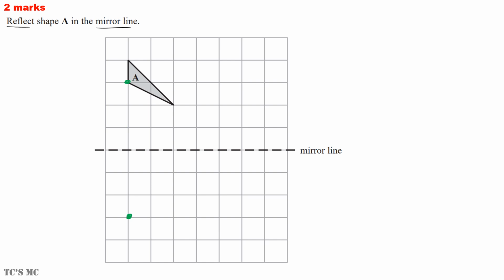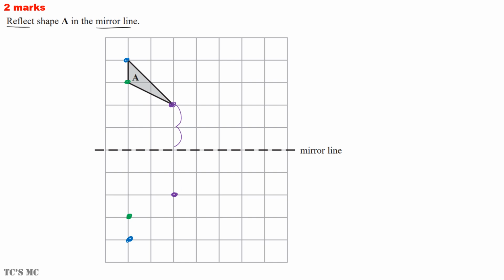The next corner, this one is 1, 2, 3, 4 away from the mirror line, so we need to go 4 downwards. 1, 2, 3, 4, so it ends up over here. And lastly, this corner is 1, 2 away, so we need to go 2 downwards. 1, 2.